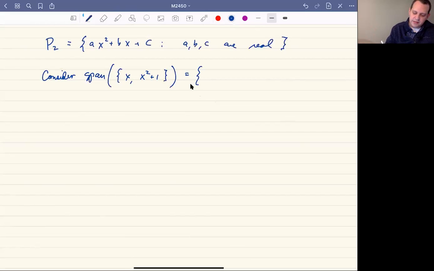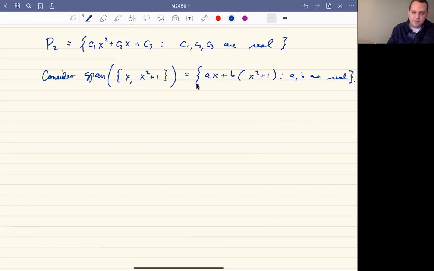It turns out that this is going to be the set of vectors of the form, and I used a, b, and c here, which is fine. Let me slightly change my mind here. Let's call this c1, c2, c3, where c1, c2, and c3 are real numbers. The span of these two vectors is going to be the set of linear combinations: ax plus b times x squared plus 1, where a and b are real numbers.